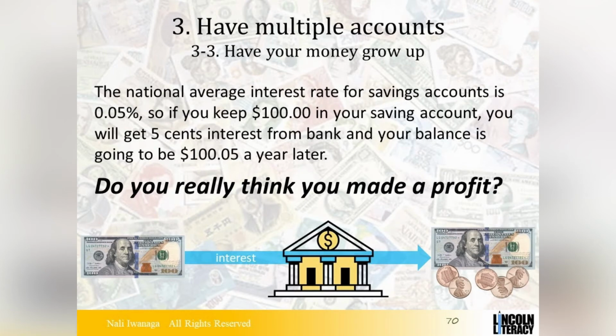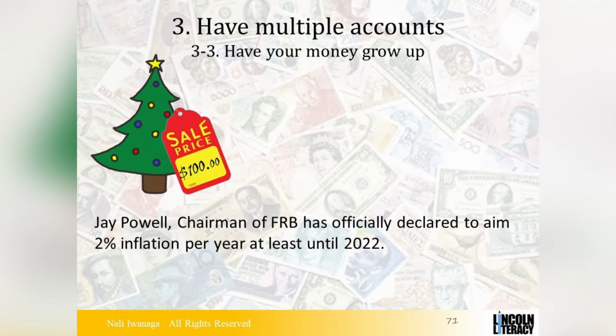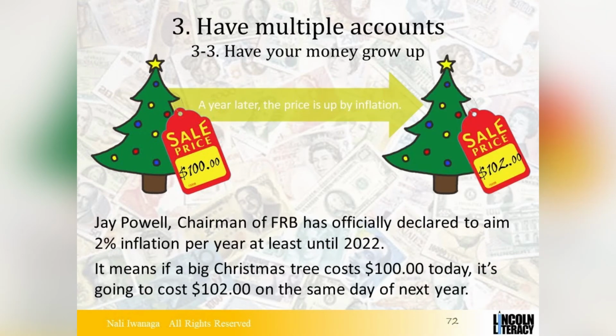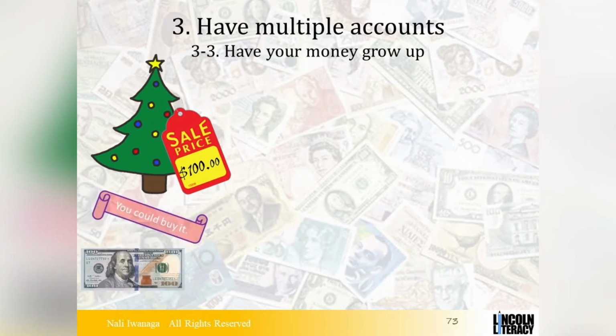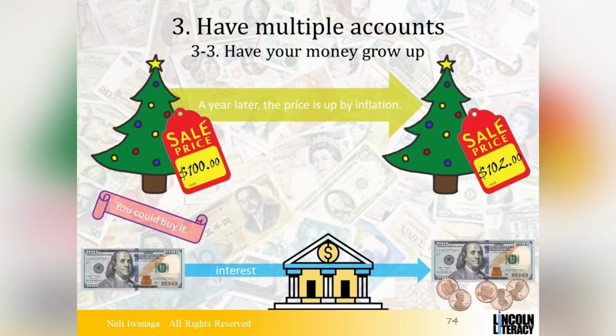Do you really think you made a profit? Jay Powell, chairman of the FRB, has officially declared to aim for 2% inflation per year at least until 2022. It means if a big Christmas tree costs $100 today, it's gonna cost $102 on the same day next year. So you could buy it now. But what happened a year later? No, you cannot buy it anymore.